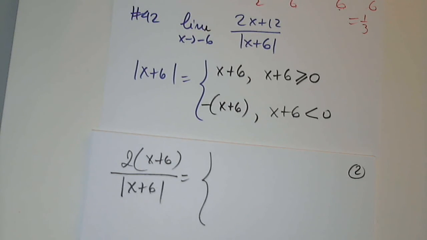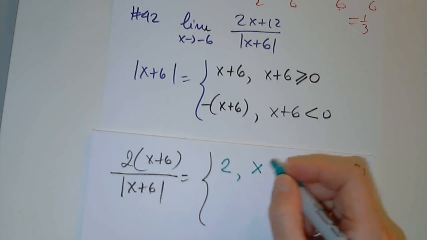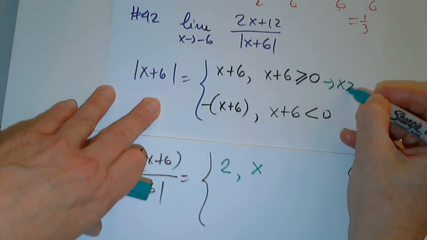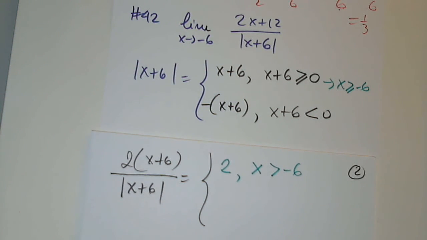Can you cancel out x plus 6? Of course. The first option is 2, but only when x is greater than -6, not equal to. How come? Why can't I include -6 this time? Because that would make it 0 in the denominator.